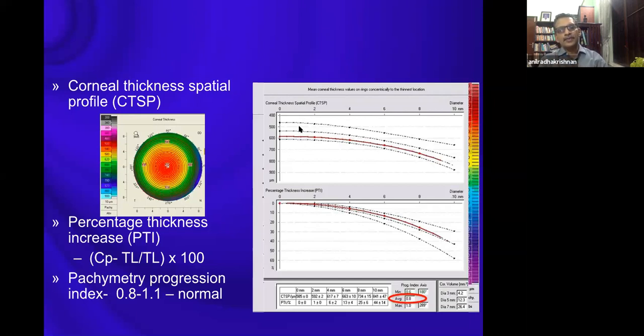If this line is parallel to any of these, it should be considered perfectly normal. The pachymetry progression index anywhere between 0.8 and 1.1 is normal, but if it is beyond that, it is abnormal. In conditions like corneal ectasia, the central cornea is much thinner and the peripheral cornea is normal in early cases. So there is a big difference between the central cornea and the peripheral cornea. That is why the pachymetry progression index would be very high in people with keratoconus.